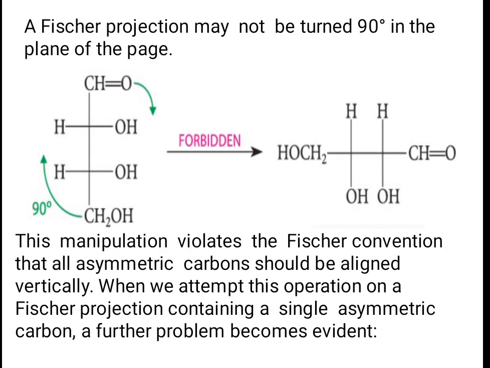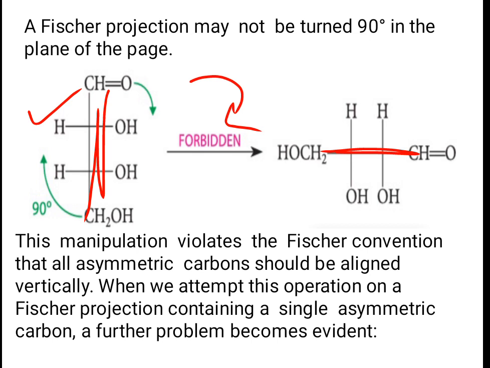A Fischer projection may not be turned 90 degrees in the plane of the page. So if you have a Fischer projection, you cannot rotate it 90 degrees in the plane of the page, because now what were your vertical bonds have become horizontal bonds, which is forbidden. So go through the lines. This manipulation violates the Fischer convention that all asymmetric carbons should be aligned vertically.